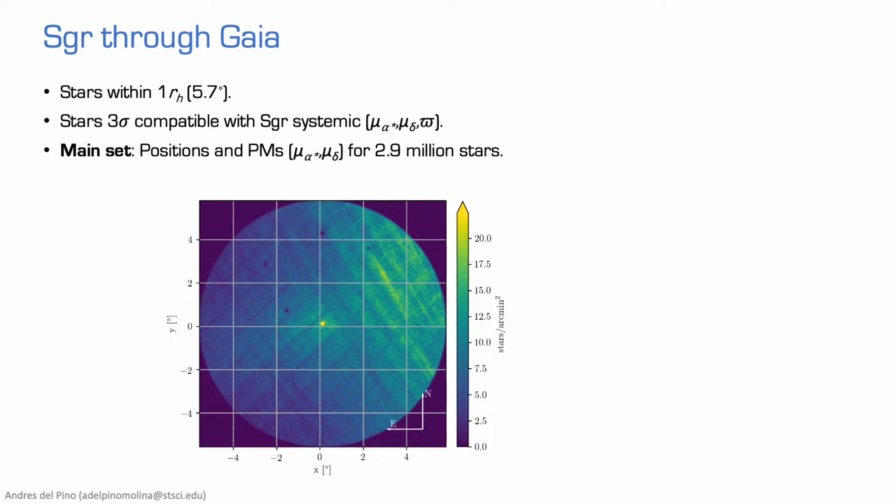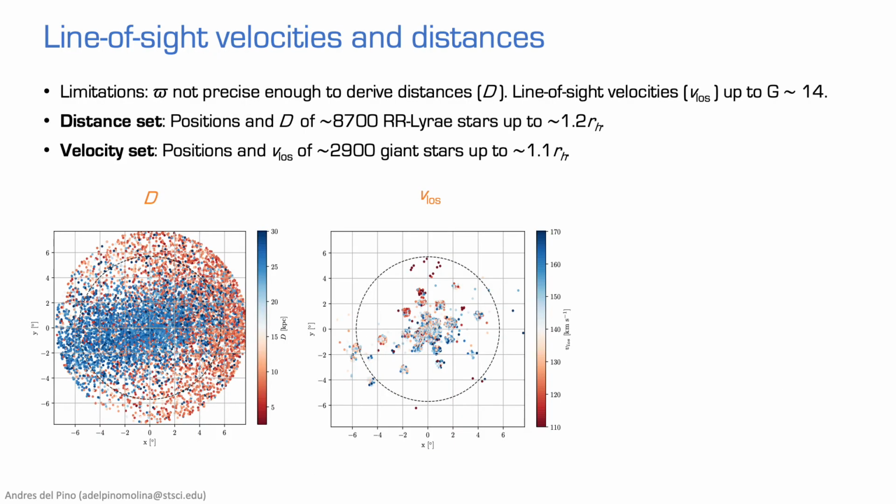So we started by downloading the Gaia data in a cone region of 1 half-light radius around the center of Sagittarius that were compatible with the systemic proper motion of the galaxy. This resulted in 2.9 million stars for which we have 2D positions and proper motions. However, this is just 4 dimensions and it has a lot of Milky Way stars polluting the sample. Because of the relatively large distance towards Sagittarius, all of its stars are too faint and don't have parallaxes precise enough to derive stellar distances.